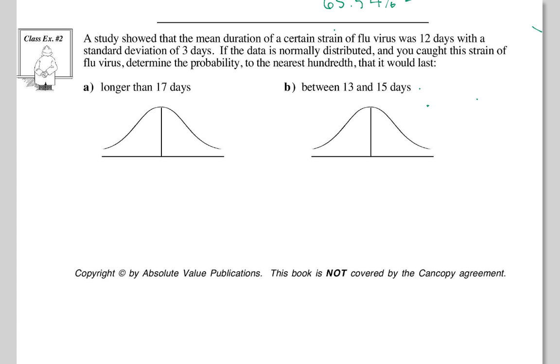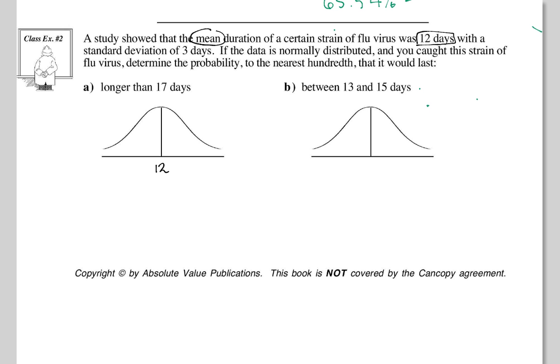All right, so again, we're doing normal distributions. Normal distributions are on this bell curve. And what goes right in the middle of that bell curve? The average, right? The average goes right in the middle. What's the average for this problem? The mean duration. So again, the mean is the average, and they're saying that it's 12 days. On average, you have to suffer for 12 days. So 12 goes right in the middle.